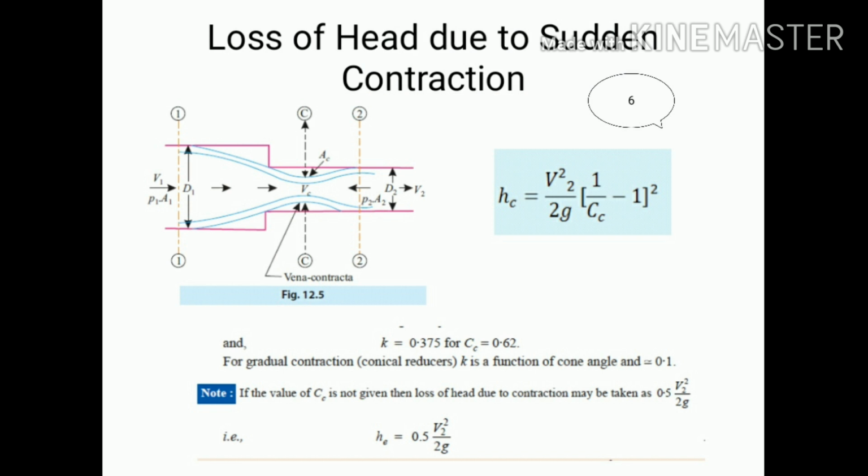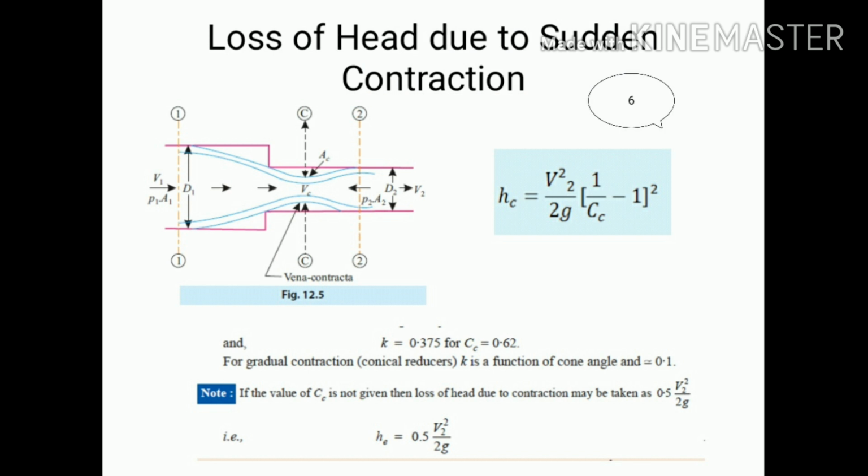Now what is the formula to calculate the loss of head due to contraction? As we have seen, h is the symbol for head, and as it is a contraction, we take c from that. So hc is equal to v2 square upon 2g into bracket (1 upon Cc minus 1) bracket square. Now remember, initially the velocity is v1, after that the velocity is v2. Whenever there is a sudden contraction, we have to take the right side value, the last notation. Suppose initially there is this second pipe and previously one more pipe is there, and the initial velocity is v2 and after that it is v3, then the formula changes to v3 square upon 2g into (1 upon Cc minus 1) bracket square. Now we have to take the value of Cc as 0.62.